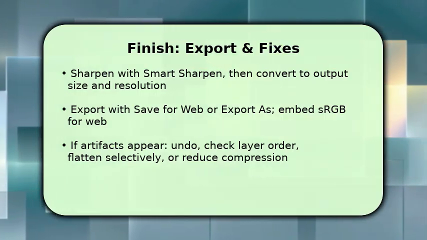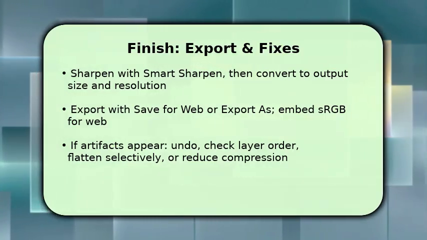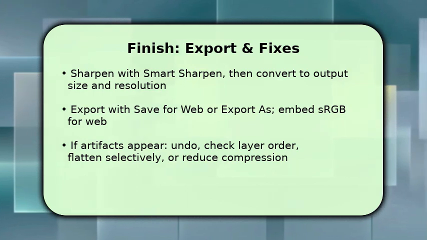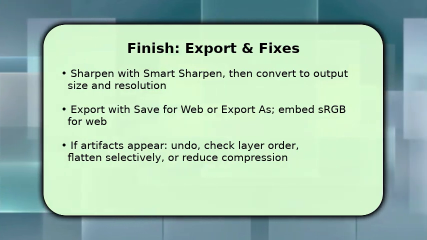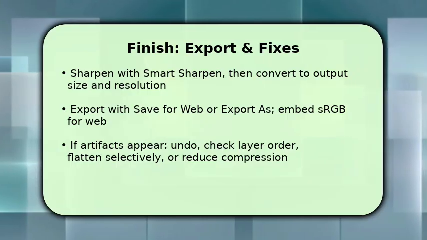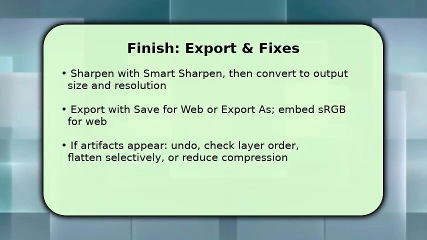If things go wrong, artifacts, odd colors, or halos, undo recent steps. Check adjustment layer order and masks, reduce compression, or reapply selective flattening to isolate the culprit.